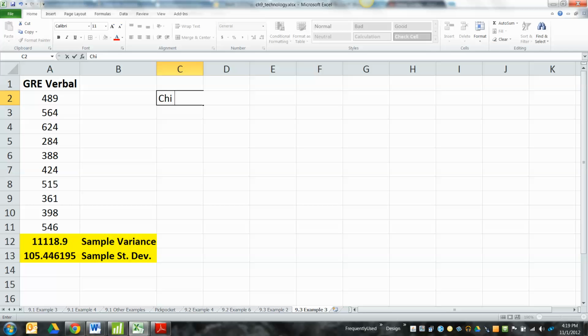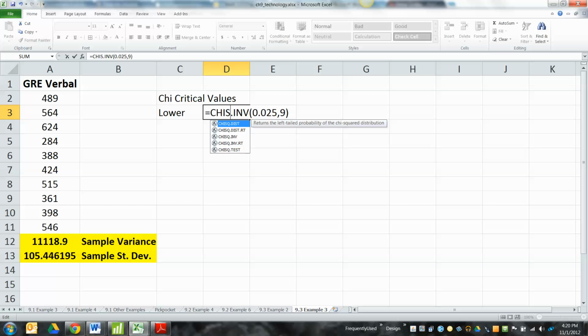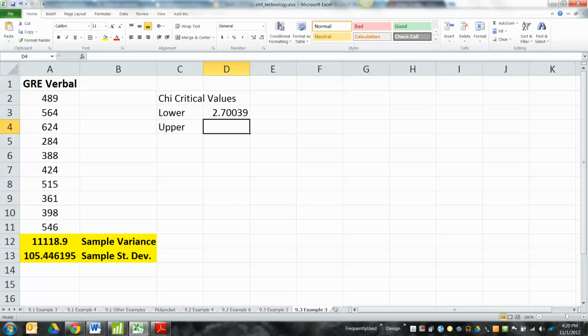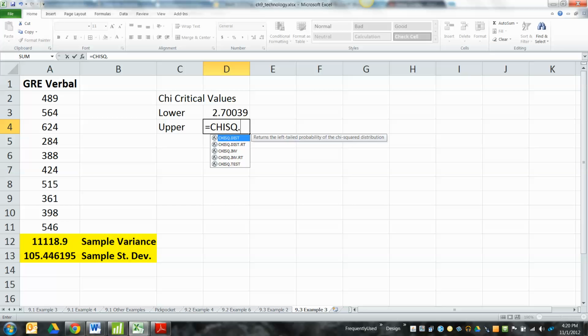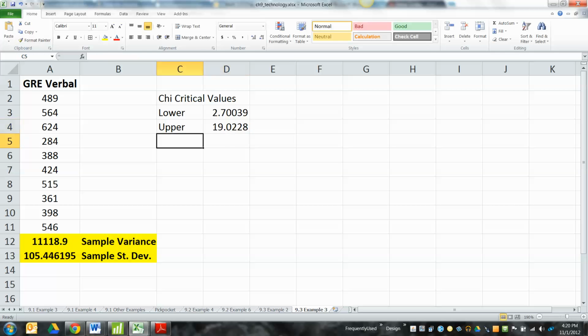So the chi critical values is what they're called, critical values. So you have the lower one, which is equal to chi dot inverse 0.025 comma 9. Whoops, I forgot. It's chi-square inverse, chi-sq. There we go. That's the new function. Chi-square dot inverse. There it is, 2.7, just like the table said. And then the upper one would be equal to chi-square dot inverse. You can either use chi-square inverse again and just do 0.975, or you can do chi-square inverse dot RT, whichever way you like. So I'll do chi-square inverse, 0.975 comma 9.